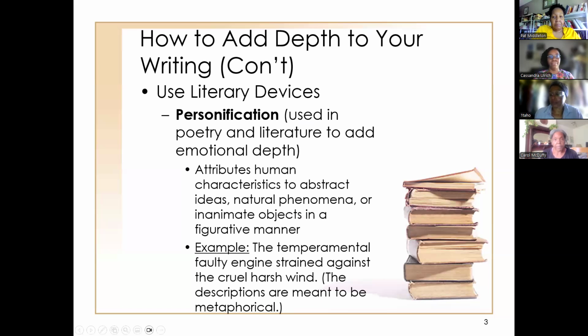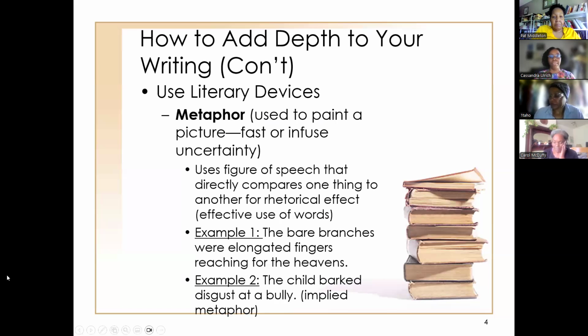we have metaphor. And a lot of people know what this is. They use it. It helps to paint a picture really fast. Sometimes it's used to infuse uncertainty. Depends on how you're using it. But it's basically a figure of speech that directly compares one thing to another for rhetorical effect and an effective use of words. An example of this is: the bare branches were elongated fingers reaching for the heavens.